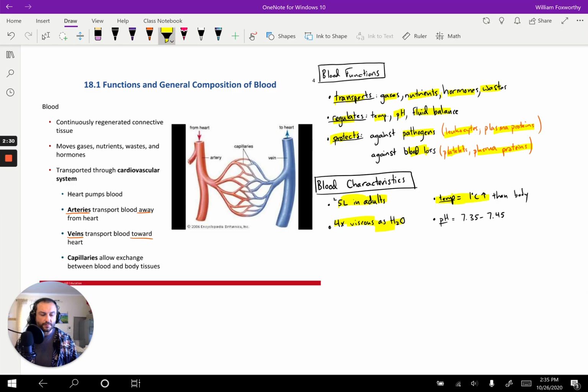And if you've ever lost a large amount of blood and you can feel it coming out, you can feel that that blood is warm. It's about 1 degree Celsius warmer than your body. And blood is slightly alkaline. It has a pH somewhere between 7.35 and 7.45, so that is above neutral, which is 7.